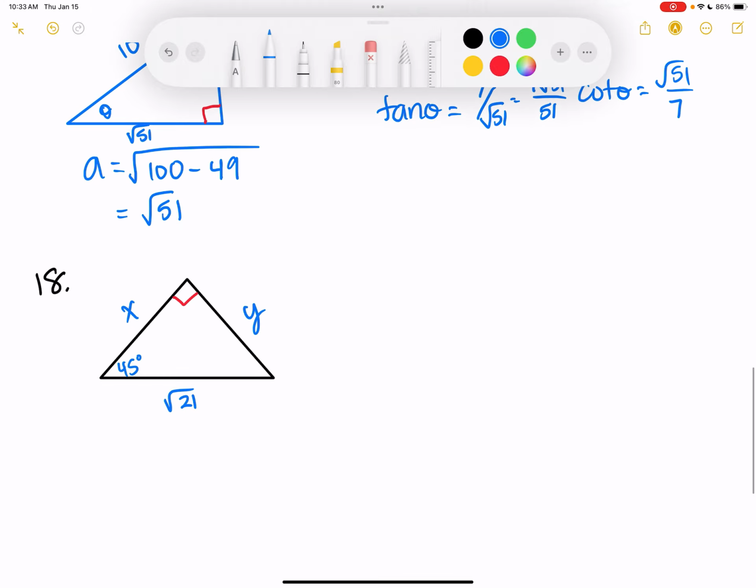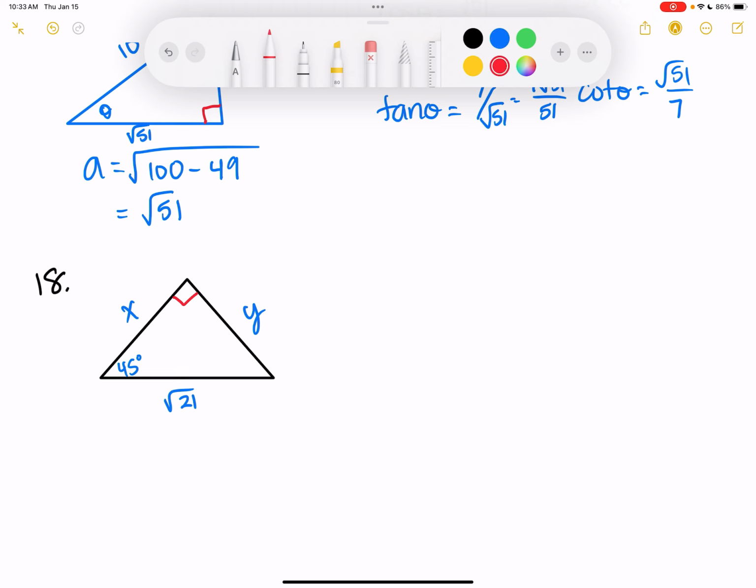All right, so I need to find x and y. But all I know right now is one side length. Okay? Now, to do kind of a throwback to geometry, what do you know about the angles of a triangle? They add up to equal 180. So like 90 plus 45. 180 minus whatever that is.